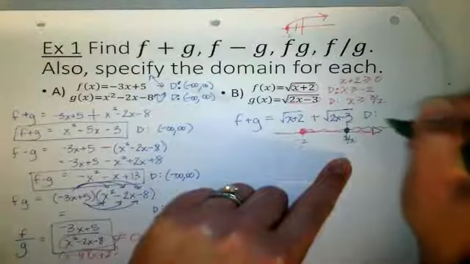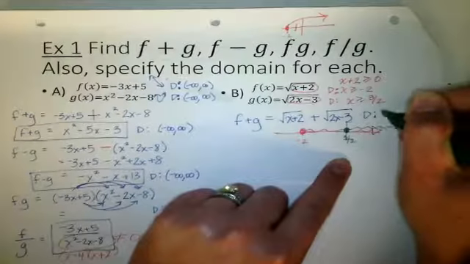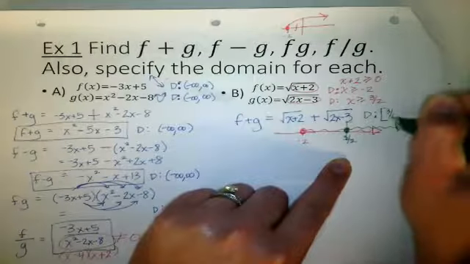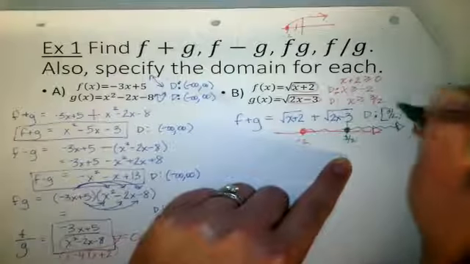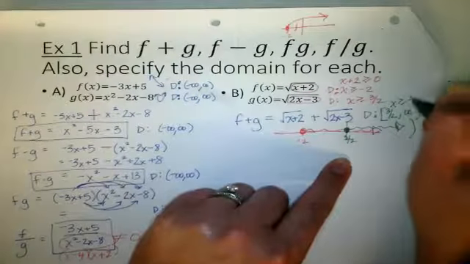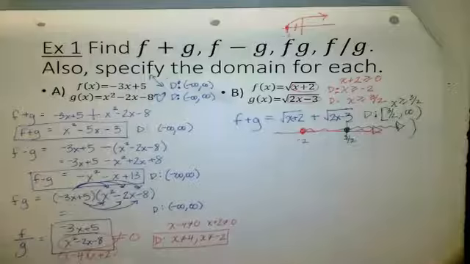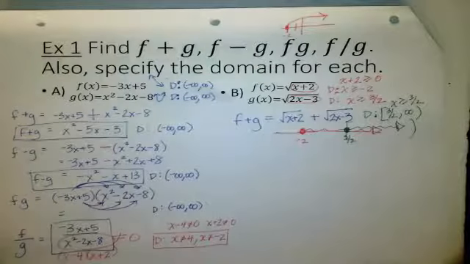We go with the most restrictive domain is how that works. 3 halves to infinity. You could write it that way. You could also say x is greater than or equal to 3 halves. Either way, I don't care how you write it. Okay, so when you have a function, you have to look at each part and think about the domain of each piece. And we go with the most restricted domain.